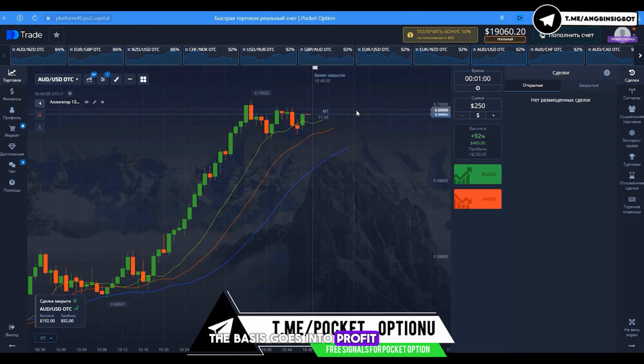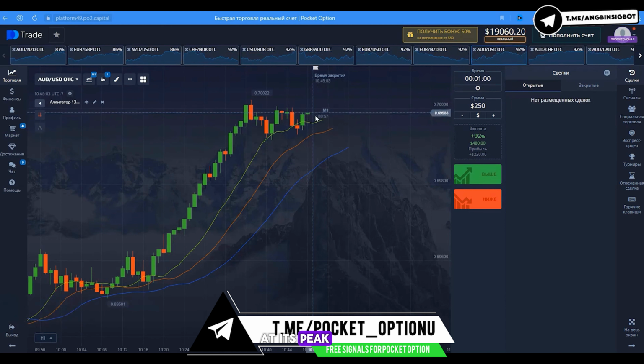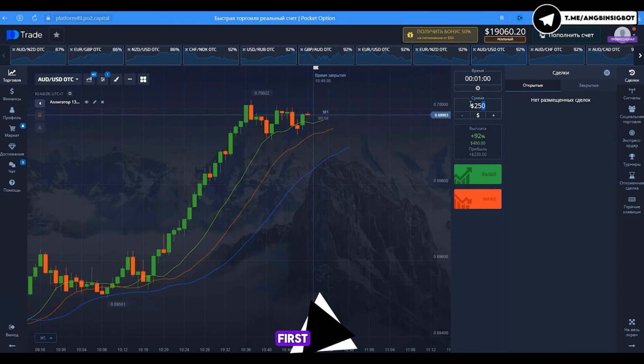The basis goes into profit, even though it may seem that the price is already at its peak, which is why it is important to always follow the trend first.